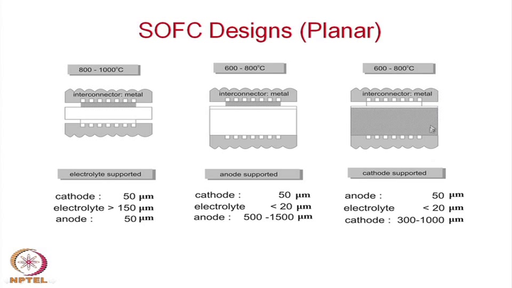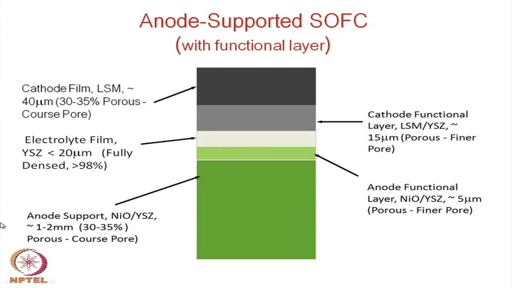So, the construction is different and one has to seal these parts of the area, so that the gas is allowed only through these channels, either this channel or that channel, and the gas does not come out outside. So, there will be some sealant, some glass sealant has to be used to seal the interconnect with either the anode or the cathode. So, these are the different designs for the planar structures.